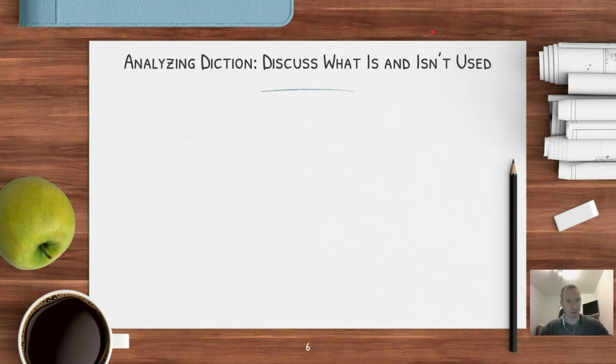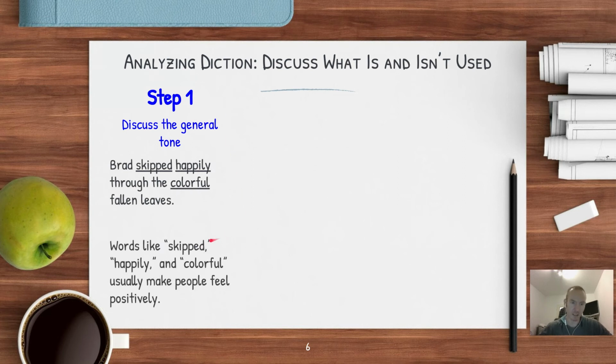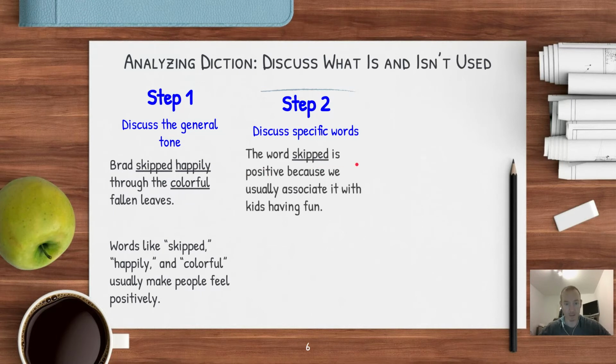So analyzing diction is how you move beyond just describing what you see. You want to discuss what is and is not used. Step one is to first discuss the general tone. So in that sample I gave before, Brad skipped happily through the colorful fallen leaves. Words like skipped, happily, and colorful usually make people feel positively. That's a general description of the tone. Step two is to then discuss the specific words, one by one. So the word skipped is positive because we usually associate it with kids having fun.